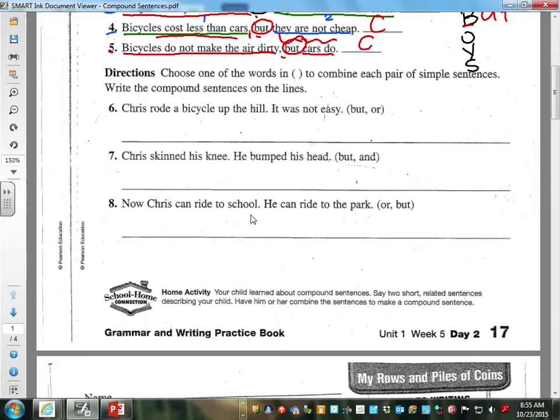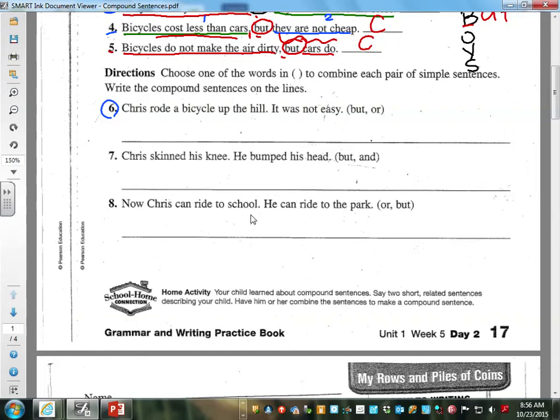Number 6 says, Chris rode a bicycle up the hill. It was not easy. Right now, do I have a compound sentence? No, I do not. I have two simple sentences. I know because I have a period and a capital letter. I have two complete thoughts, but they're separate sentences. So we're going to take these two complete thoughts and form them together to make our compound sentence.